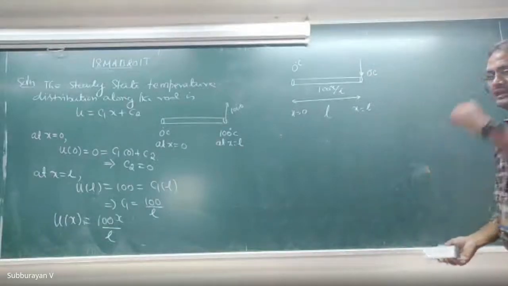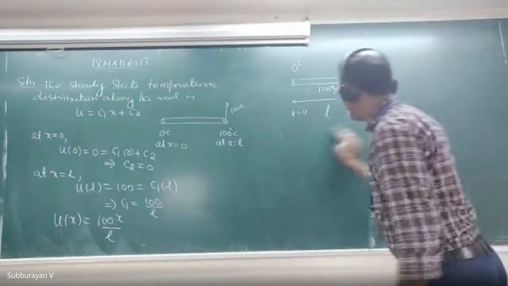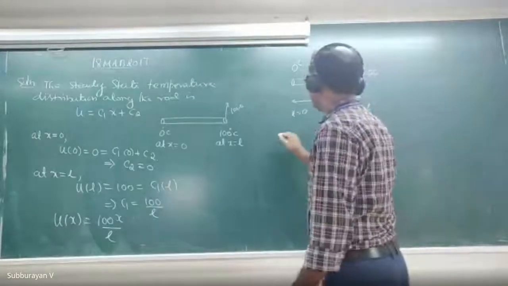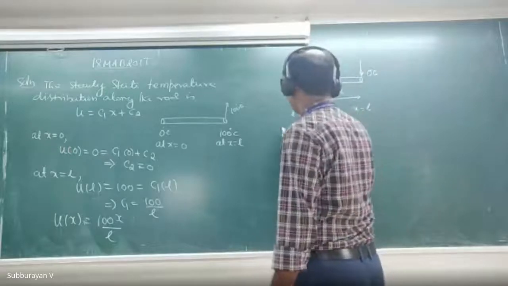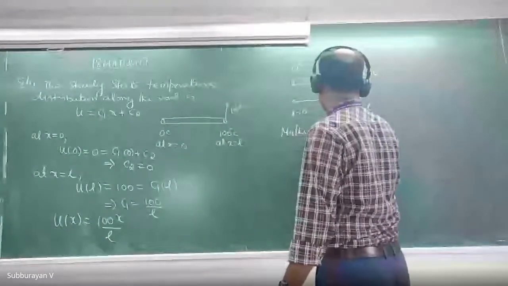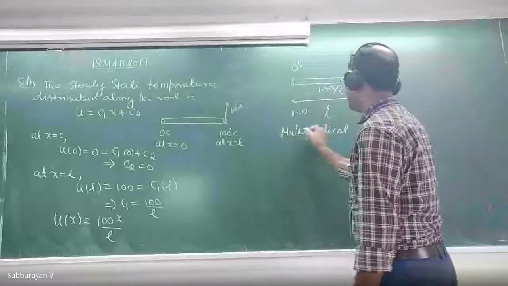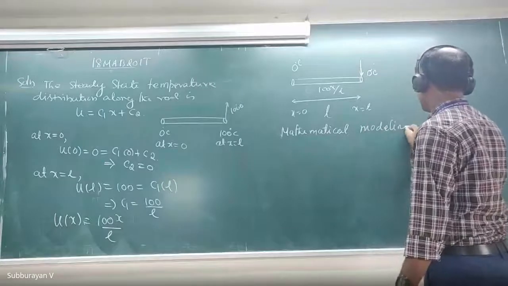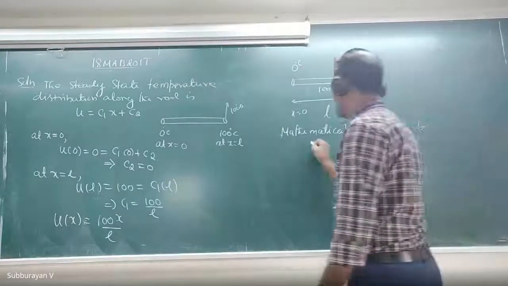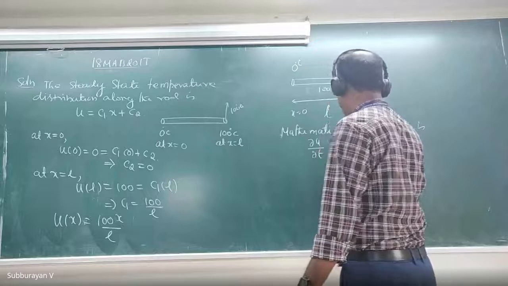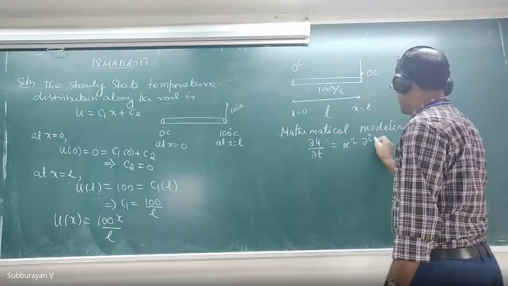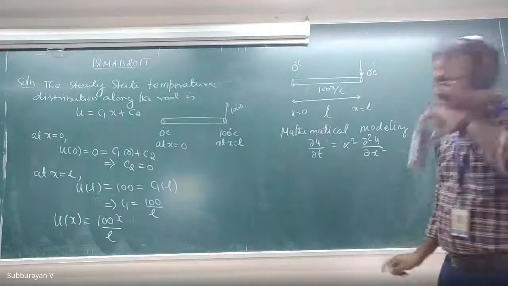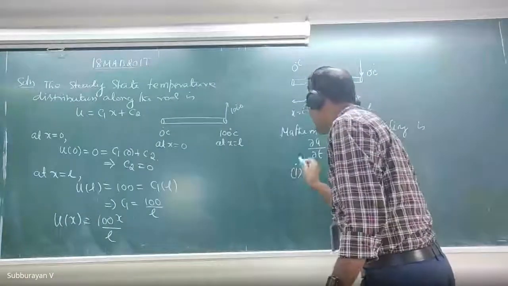From the geometry, write down all the conditions. What is the first equation, I mean the mathematical modeling? Mathematical modeling is dou u by dou t equal to alpha square into dou square u divided by dou x square. Now tell me, what is the first condition?